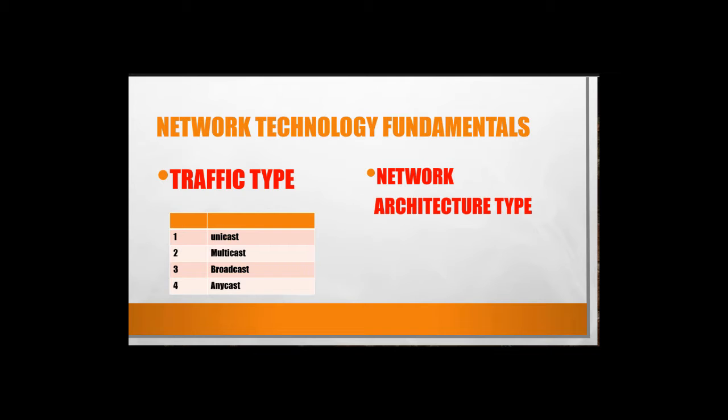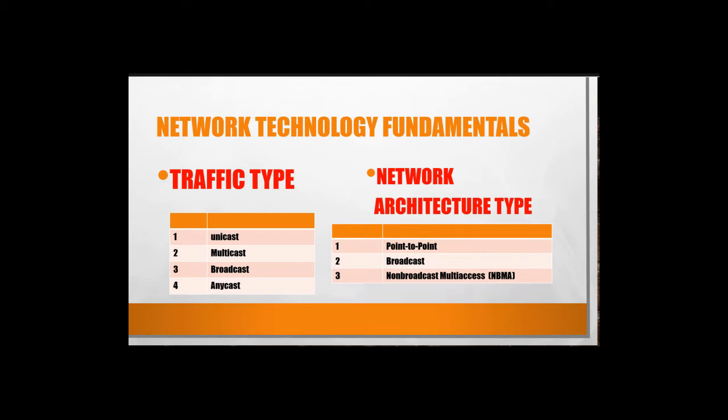Before everything, let me specify that network traffic is basically the amount of data that we are using to move across the network at any given time, and when the data is going from one place to another, that is generating traffic. Now, let's talk about network architecture type. Network architecture types are point-to-point, broadcast, and non-broadcast multi-access.